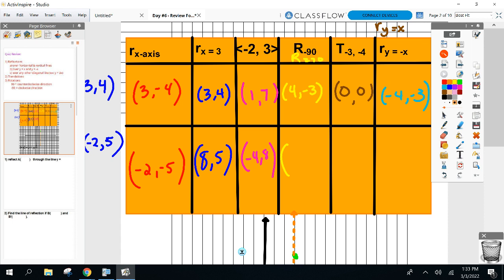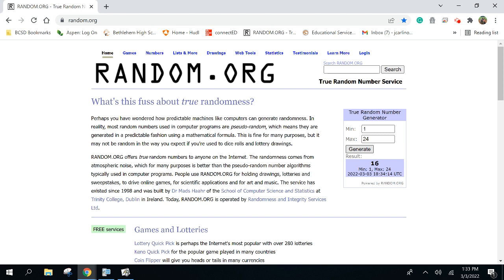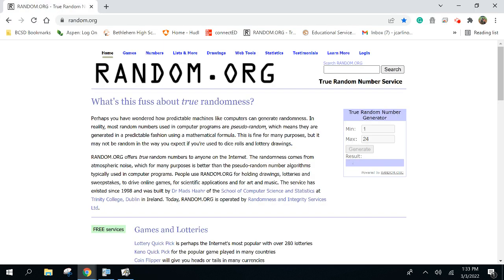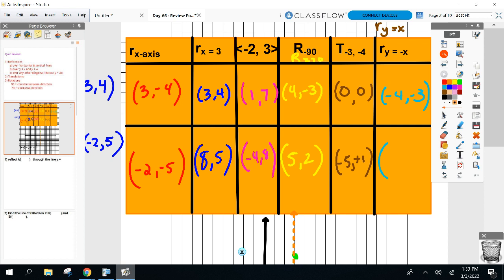Not letting you escape. 5, 2. All right. I had faith. 5, 2. Translation now. Negative 5, positive 1. Yep. And finally, y equals negative x.